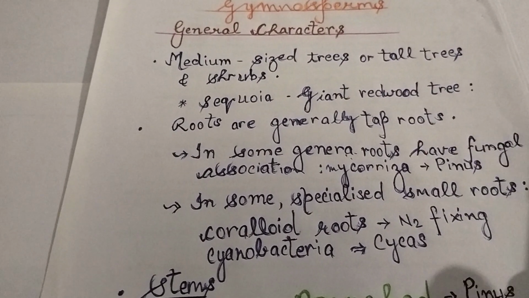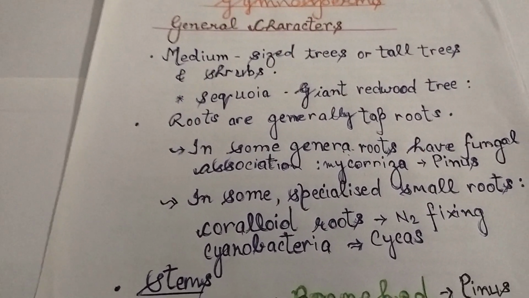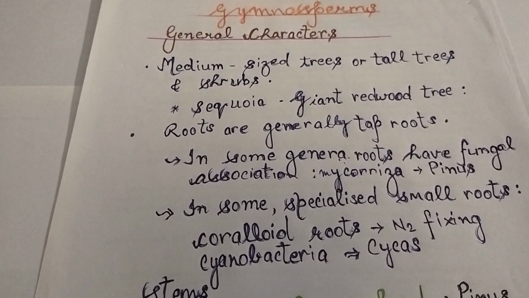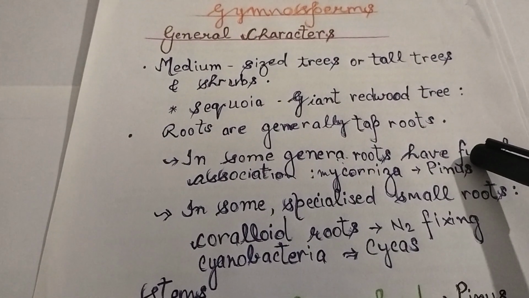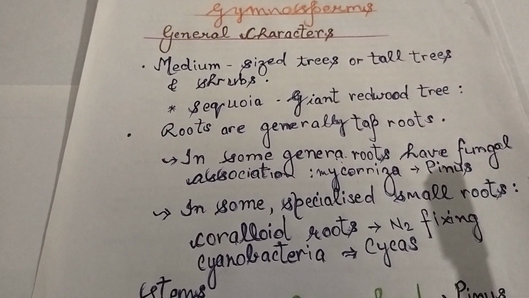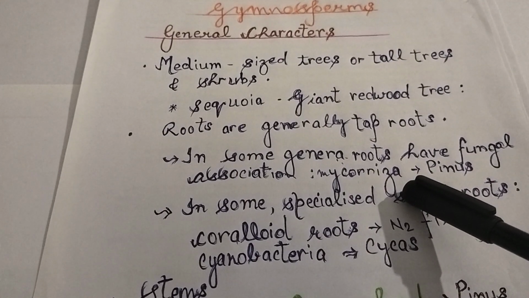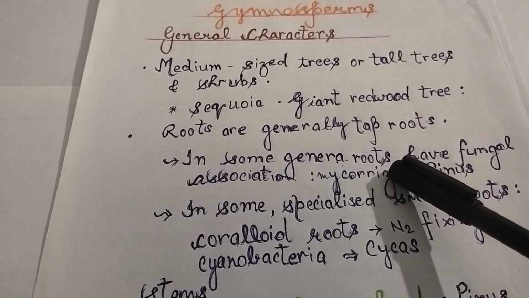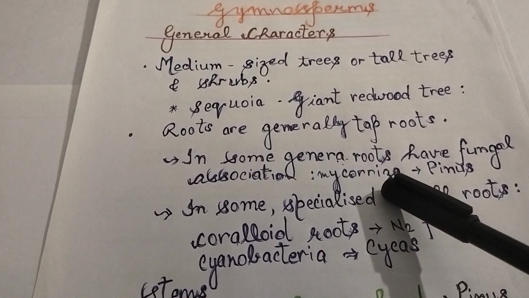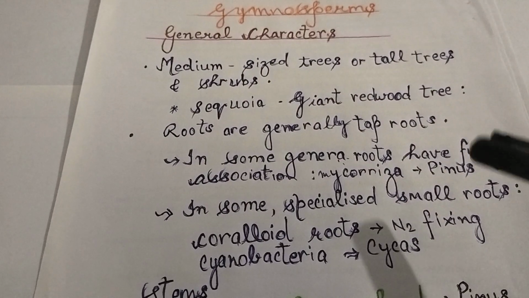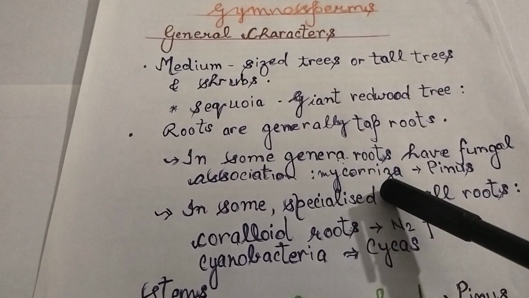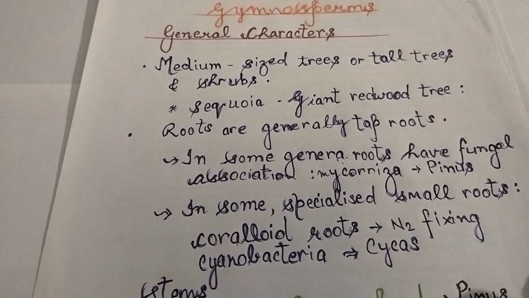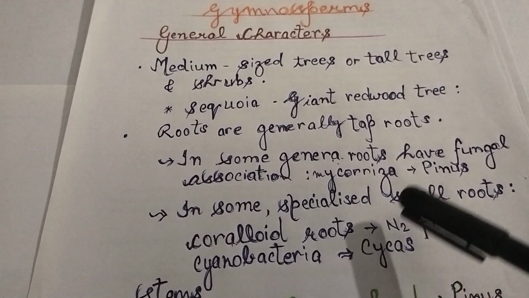Now here full development has taken place, and now a well-defined root and shoot system will be present. So roots are generally tap roots. The roots in some genera of gymnosperms have fungal association. Remember mycorrhiza, we studied it earlier also. So in some genera, roots have fungal association.